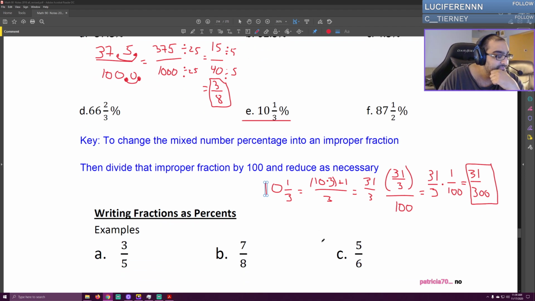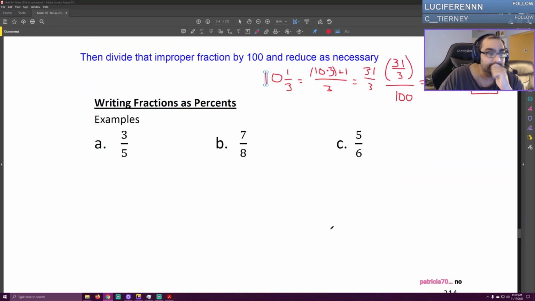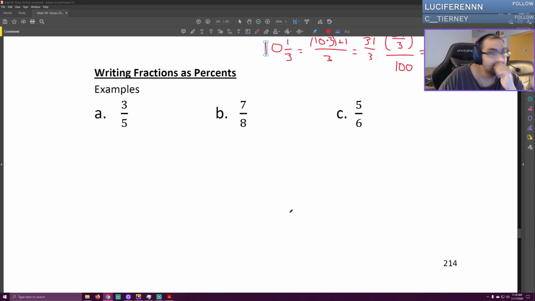All right. Let's move on here. Next, we're going to talk about writing fractions as percentages. Okay. This is not as bad as it may seem. We're going to take fractions, we're going to write them as percents. So we're basically going in reverse here. So let's take 3 over 5. Let's talk about the keys about how to do that, and it should be okay.